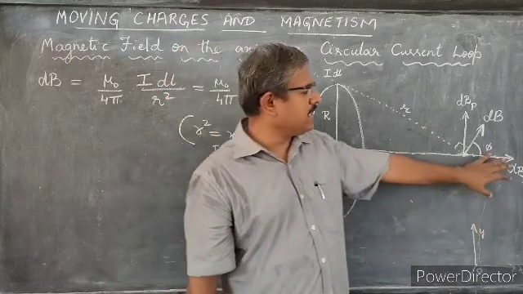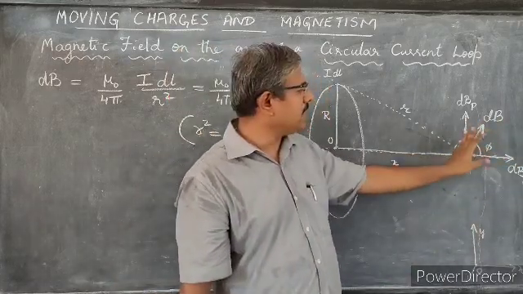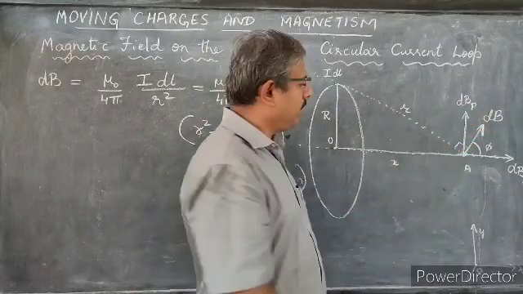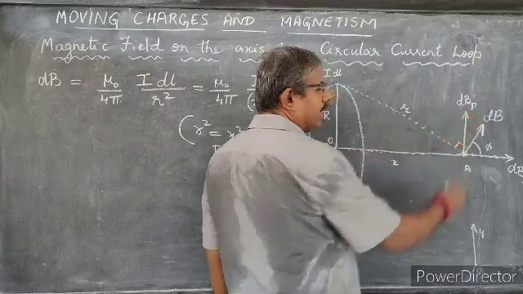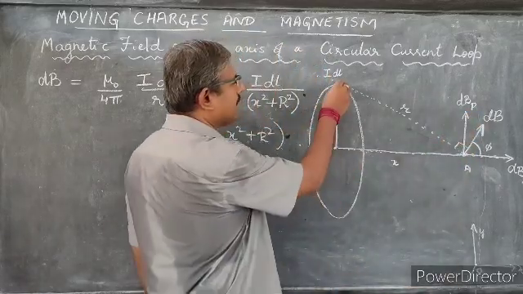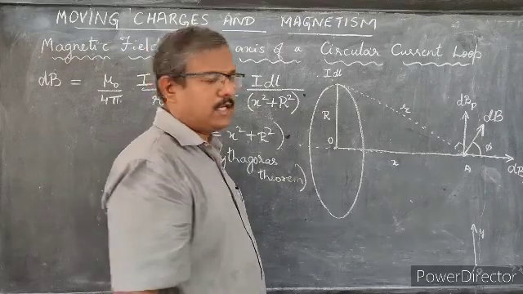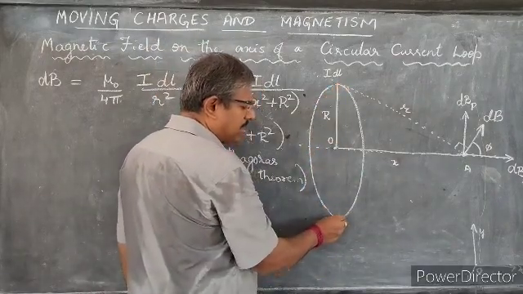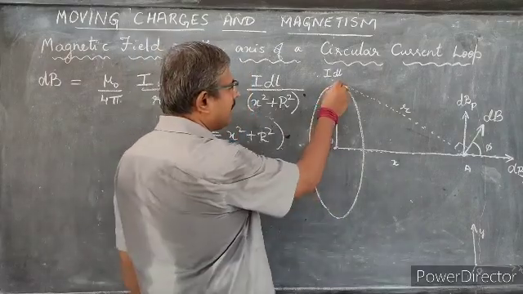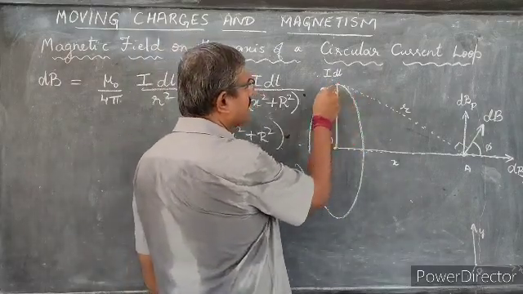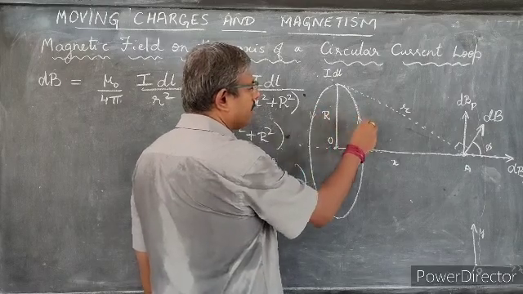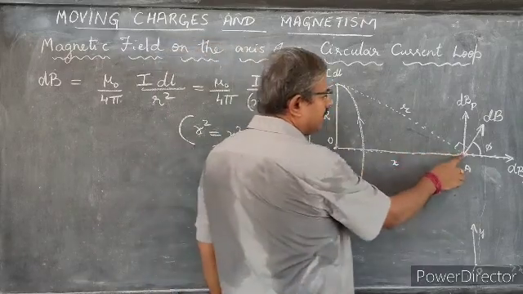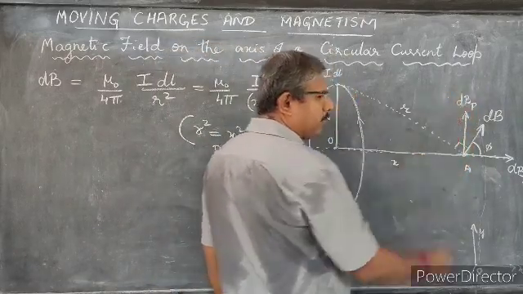Now for a moment we'll just ignore dBx, just consider dBp. So dB perpendicular acts in the upward direction. It is due to this current element. Now if I consider another current element which is diametrically opposite here, at this current element, if I assume that the current is flowing in this direction, then this perpendicular component acts in the upward direction.